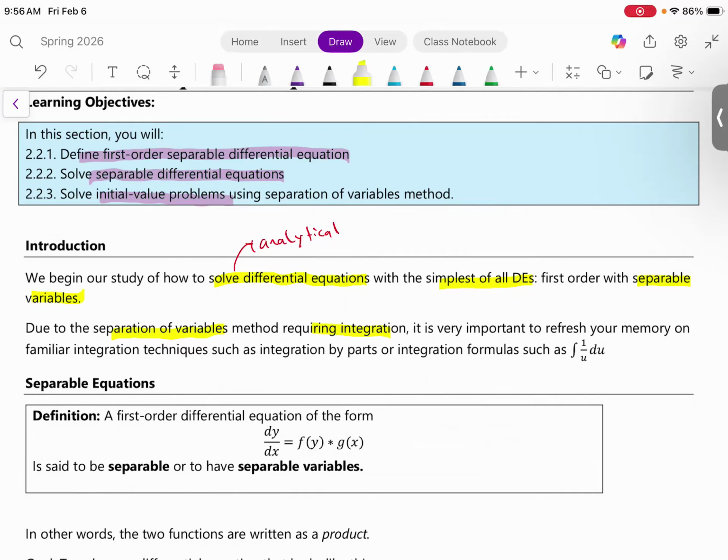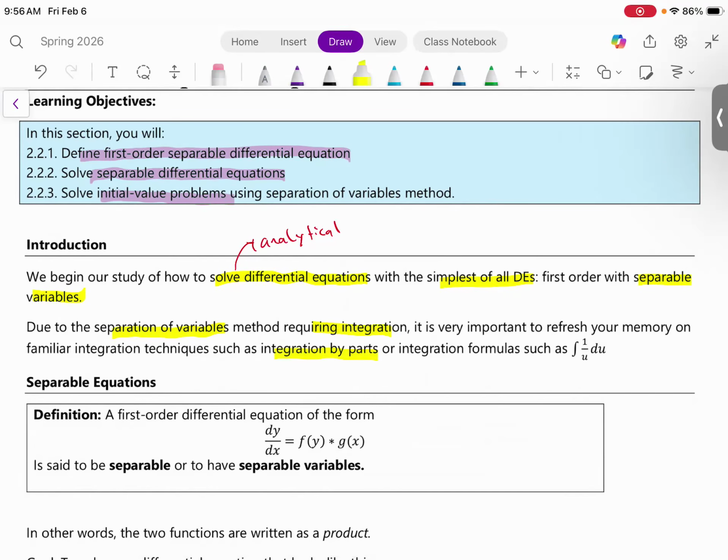So while we're learning this, it's important to refresh yourself on some past integration techniques that you learned, like integration by parts, or u-substitution, or natural log, something like the integral of 1 over u, natural log of u. It's important to remember some integration techniques because that's what we're going to be moving into for the next chunk of content.